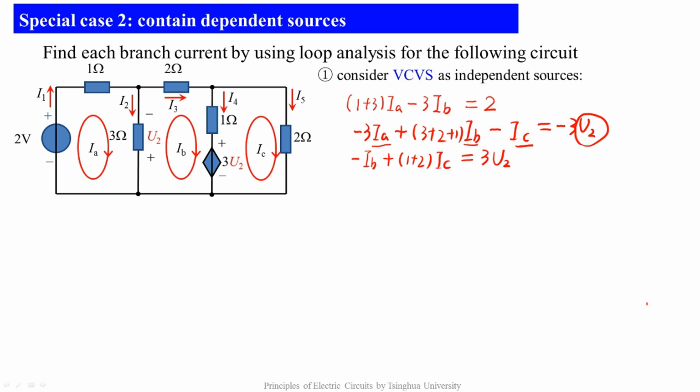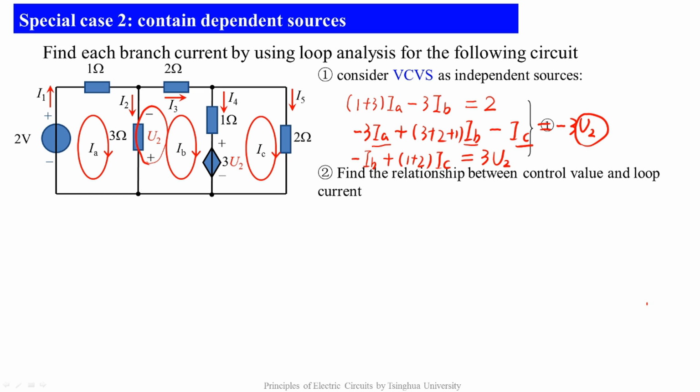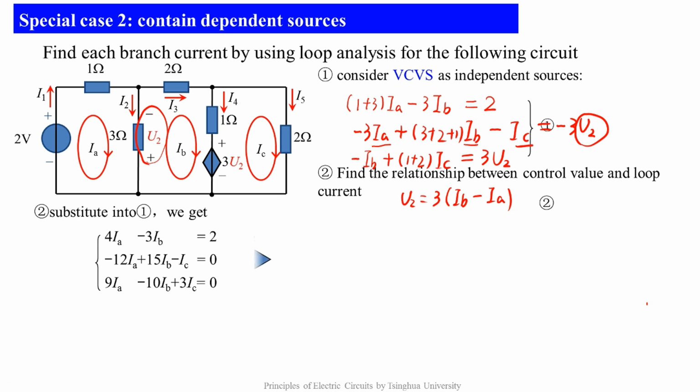Then we need a new equation. Because now we write equations in terms of the loop currents, what we should find is the relationship between the controlling variable and the loop currents. Let's have a look at where U2 is. It is the voltage drop across the 3 ohm resistor. Its relationship with the loop currents, paying attention to the reference direction, is that U2 equals 3 times (IB minus IA). We mark this as equation 2 and substitute it into equation 1. We can get this equation.